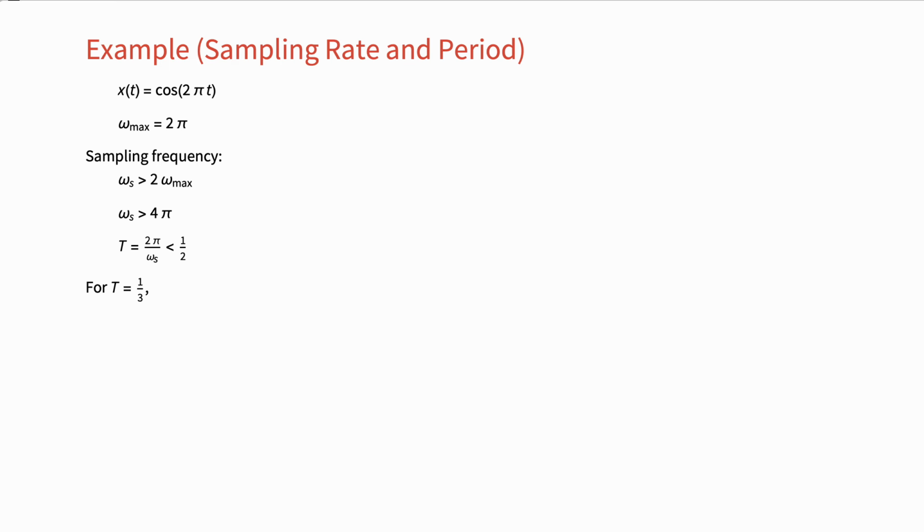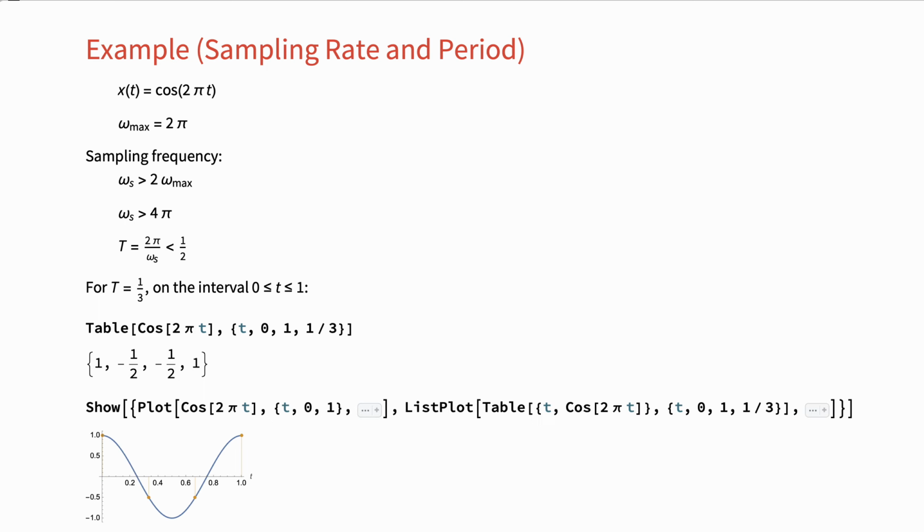Let's say we pick a sampling period of 1 over 3, which is less than 1 over 2. Then we'll have the sequence of samples shown here for t between 0 and 1. The plot here shows the original signal cosine of 2 pi t and the sequence of samples.